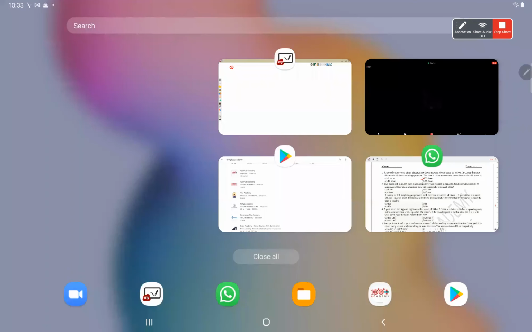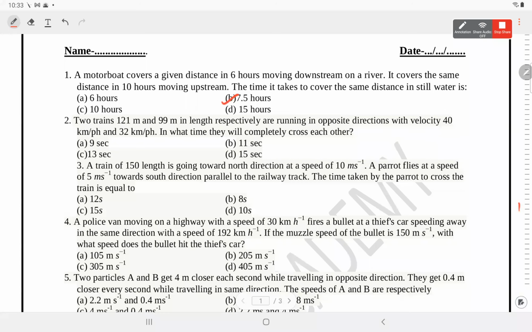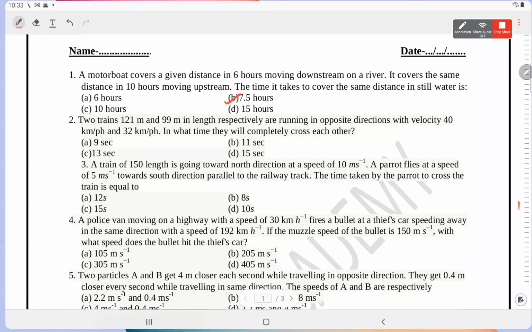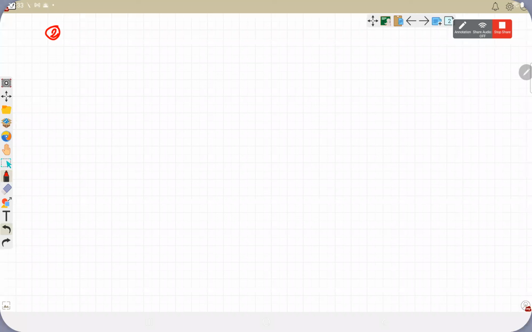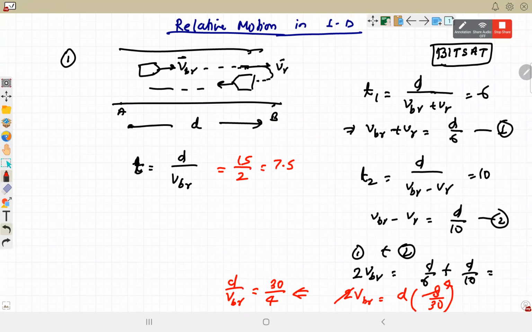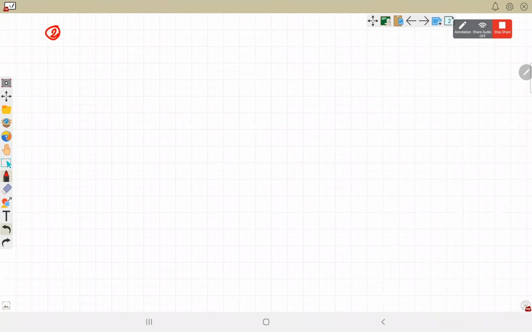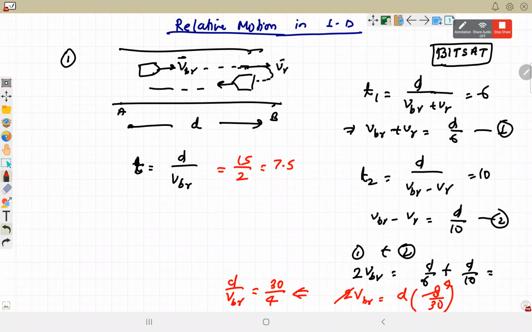Yeah, sorry. Actually, a parent called for checking the class routine today. Question number one, answer is 7.5, done. Simple. It was downstream vbr plus vr, upstream vbr minus vr. So we add the two, and we have to find d upon vbr. Right? Sir, I just wanted to ask you what is vbr and vr?